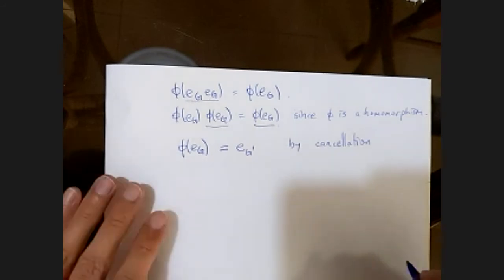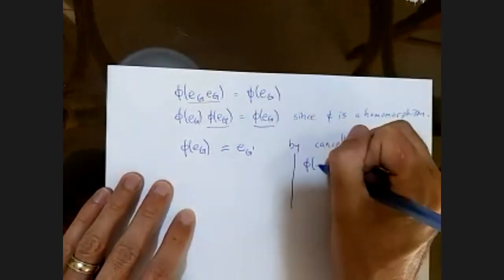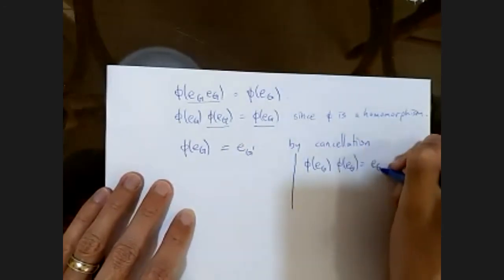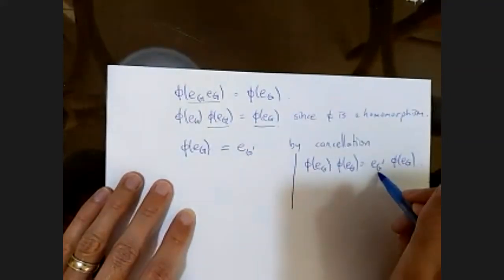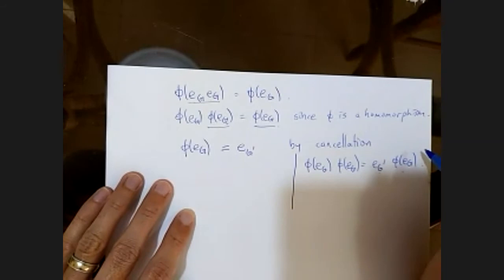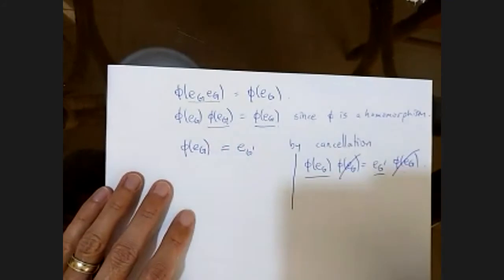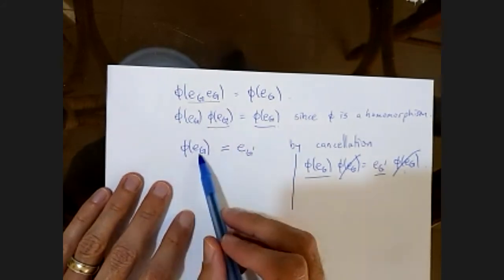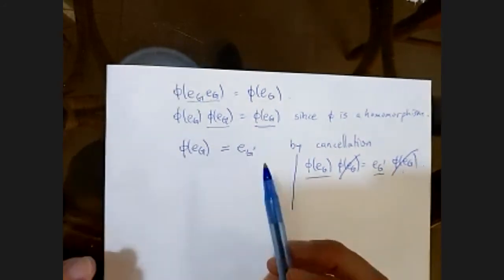Actually, maybe that's not satisfying to you. I'll just write in an in-between step. Write phi(e_G) as e_G prime times phi(e_G), and now cancel those on the right to get this statement. So whenever we have a homomorphism, it takes the identity to the identity. It takes the identity of the first group to the identity of the other group.